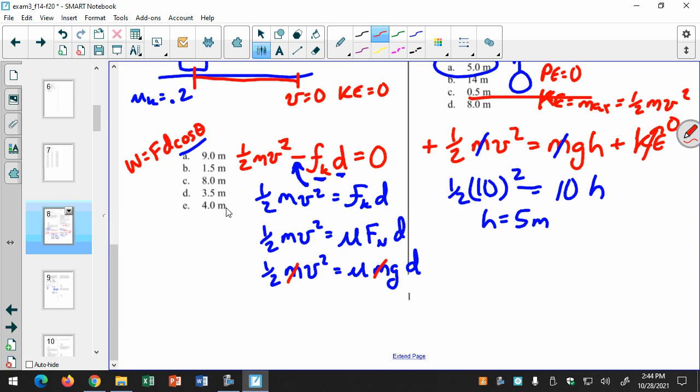So that's 1/2 of 6 squared divided by mu, which is 0.2, times g, which is 10. That's 18 divided by 2, which is 9 meters. So A is the right answer.